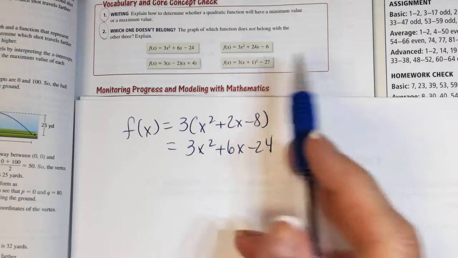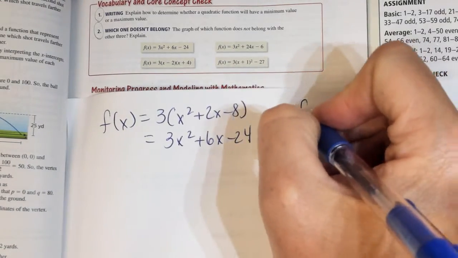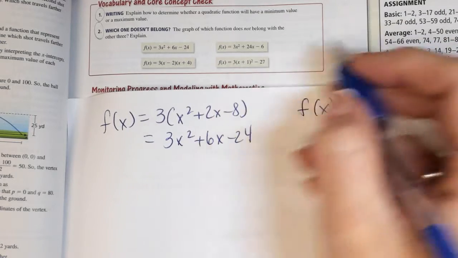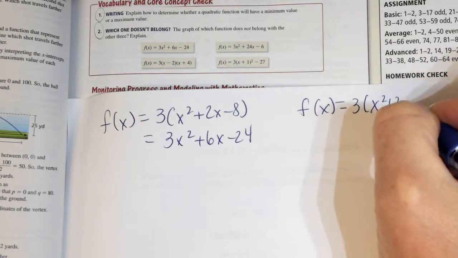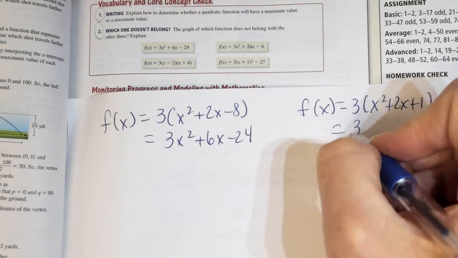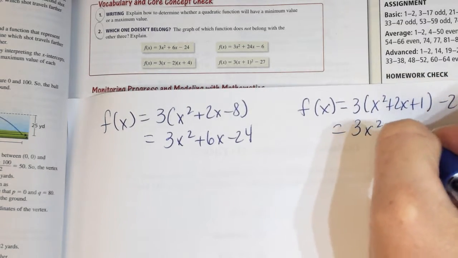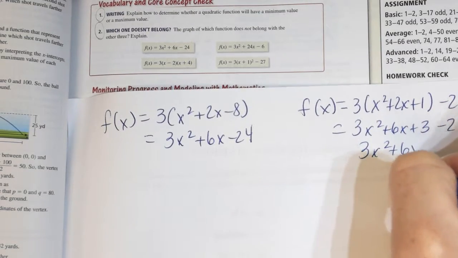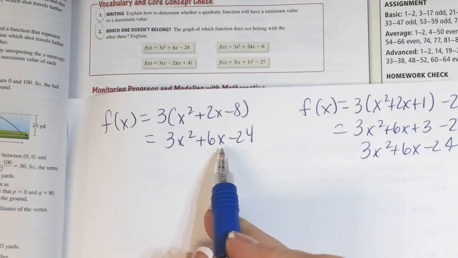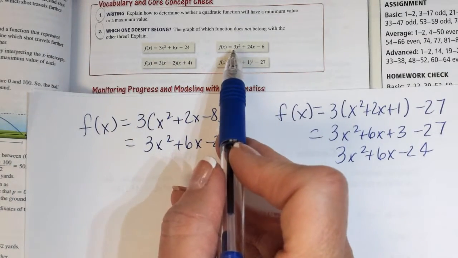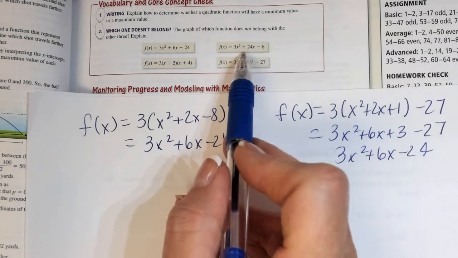So if you wanted to check this one, you could. Watch how I multiply this one out. To multiply it out, it's going to be 3, and when I square this out, it's going to be x squared plus 2x plus 1, and then minus 27, distribute the 3. And see how this is going to end up being the same thing. But once I figured this one out, I could have stopped, because if this is the same as that one, that's got to be the one that does not belong. Okay? So it should have been that.